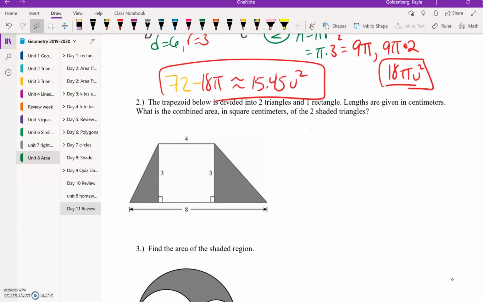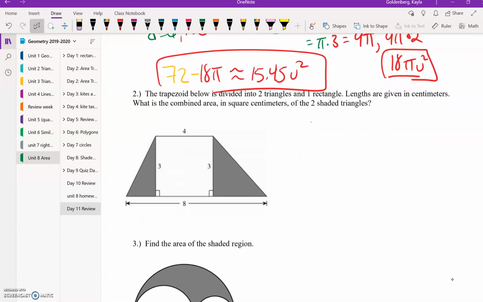Here's another good shaded area problem. The trapezoid below is divided into 2 triangles and 1 rectangle. Lengths are given in centimeters. What is the combined area in square centimeters of the 2 shaded triangles? So for this problem, let's see. Trapezoid is divided into 2 triangles, 1 rectangle. Lengths are given in centimeters. And we want just the 2 triangles. So let's see. For the area of my triangle, I need base times height divided by 2.